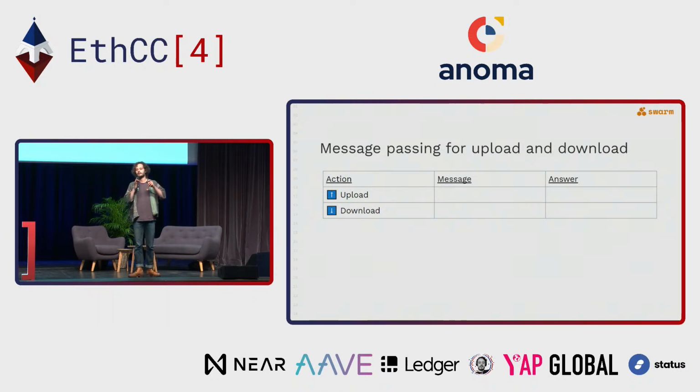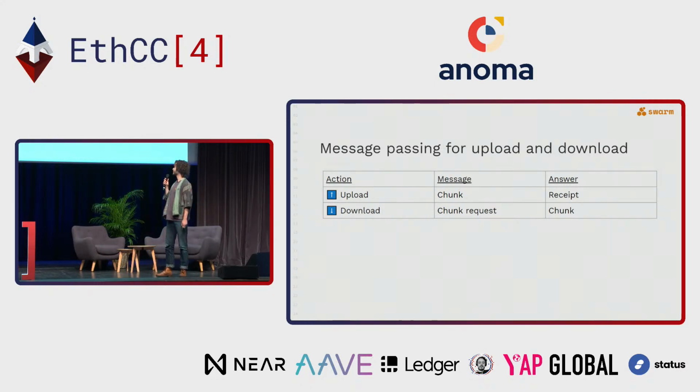Upload is basically to route a message to the neighborhood of the chunk, and that message basically is the chunk, so it's a chunk data. And it's answered by a receipt confirming the storage of the data. Download basically is to send a message to the neighborhood, a chunk request message, which then is answered by the chunk.